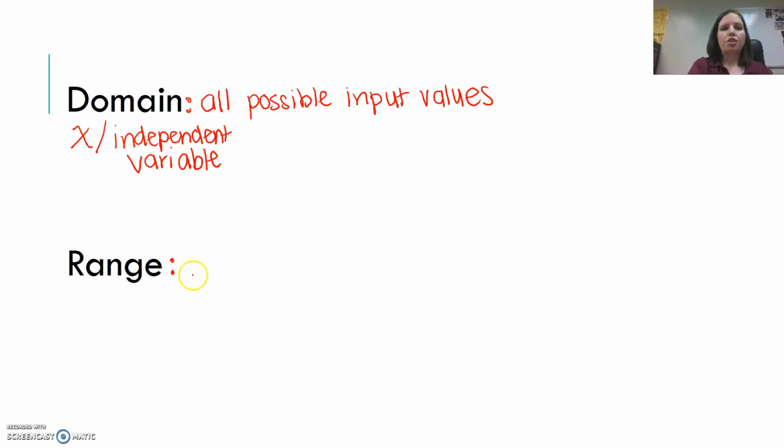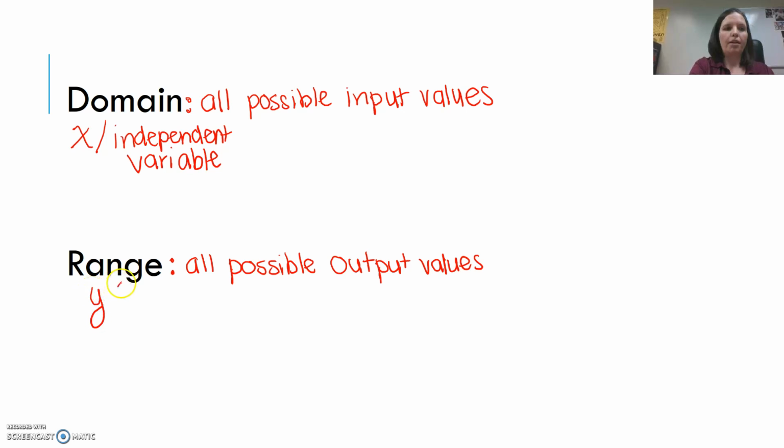The range is just the listing, the description of all the possible output values. Now, range does have meaning in statistics, talking about variability, talking about the spread of data. But this is a different use of the same word. So the range would be the y value, the dependent variable.